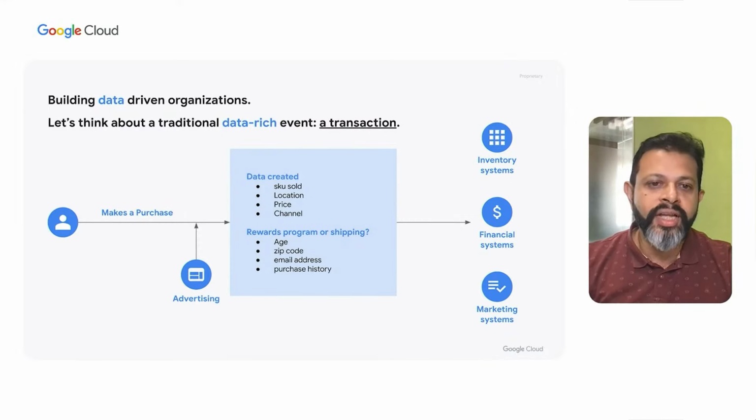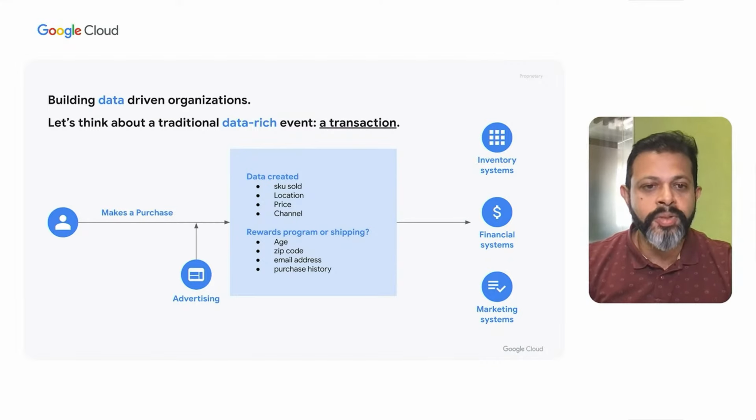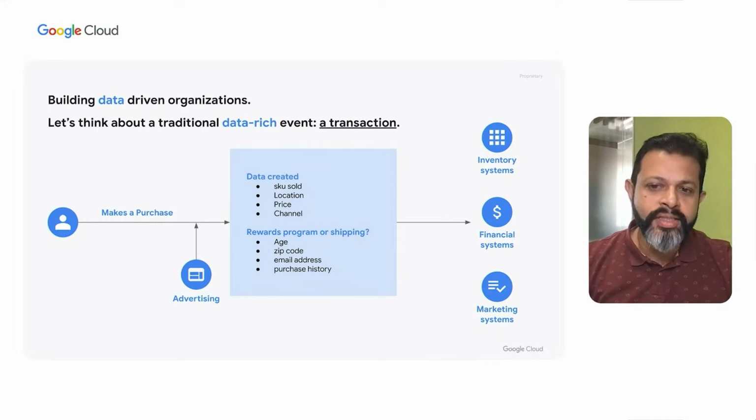And this information then adds to what we already know about this customer in terms of the customer's purchase history, in terms of the customer's interests, perhaps. And this transaction then goes on to roll up into financial performance views, into marketing performance, maybe with a focus on return on advertising spend, and into inventory views as well. This, therefore, is a data-rich event. But when you think about it, isn't there a whole funnel that goes into making this purchase?